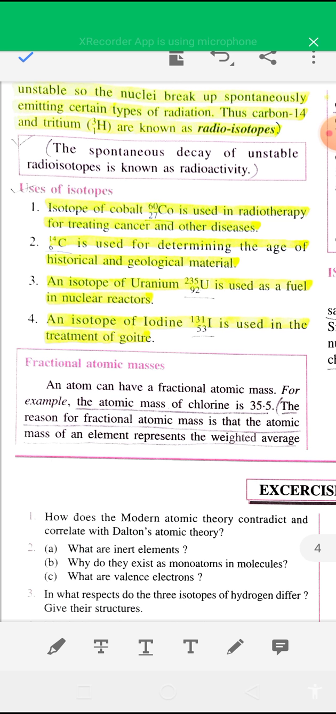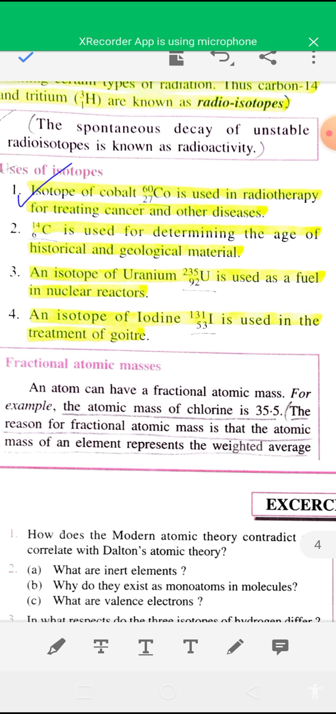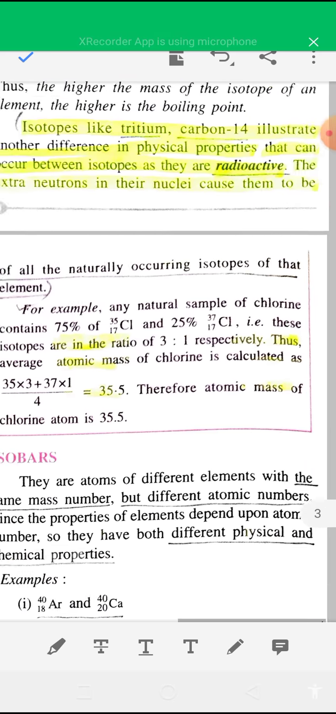Now uses of isotopes are given. Cobalt 60 isotope is used in radiotherapy. Carbon 14, 6C14, is used in determining the age of historical and geological materials. An isotope of uranium, uranium 235, is used as a fuel in nuclear reactors. Okay, these are uses of isotopes.